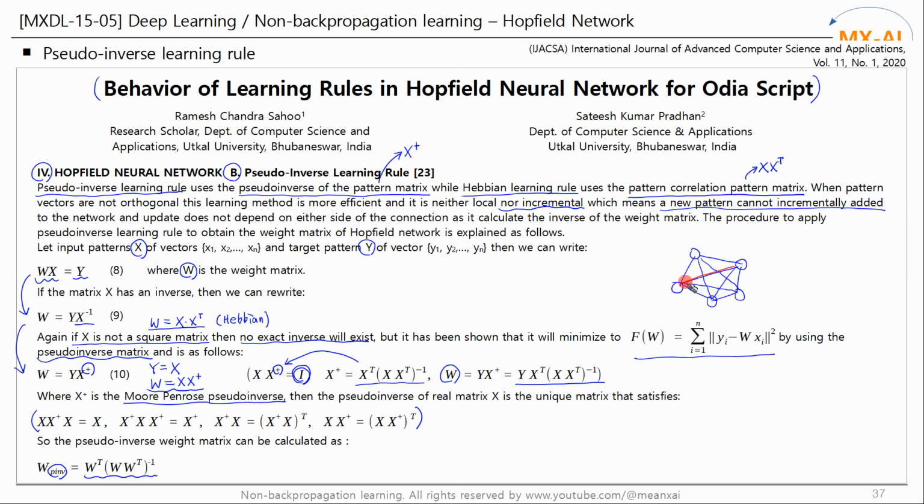And in a Hopfield network, the weight of a synapse depends only on information available to the two neurons it connects. This property is called a local learning rule. But the pseudo-inverse learning rule is not local. The update does not depend on either side of the connection, as it calculates the inverse of the weight matrix. Again, this learning rule is neither local nor incremental.